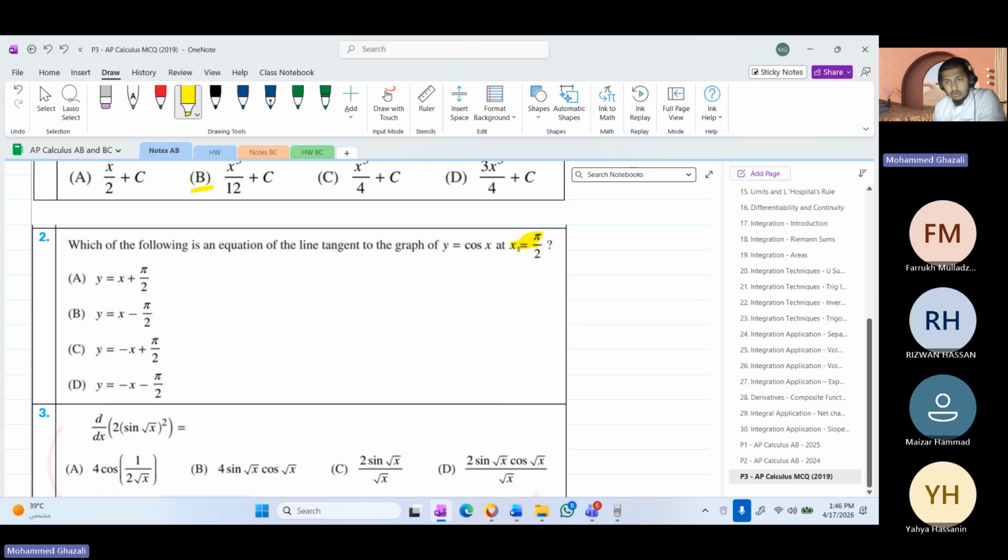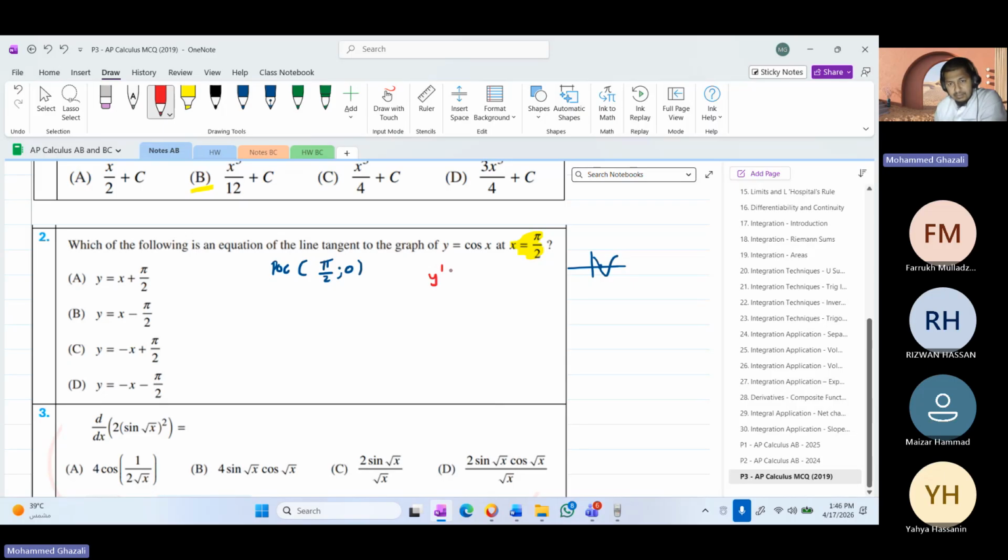We will get the point of contact first. What is the point of contact? Point of contact is the x and y values. So we have pi by 2, and if you substitute, what is cos of pi by 2? If you observe the cos graph, cos of pi by 2 is 0. Good. Now we need to find the derivative to find the slope, so the derivative at pi by 2.